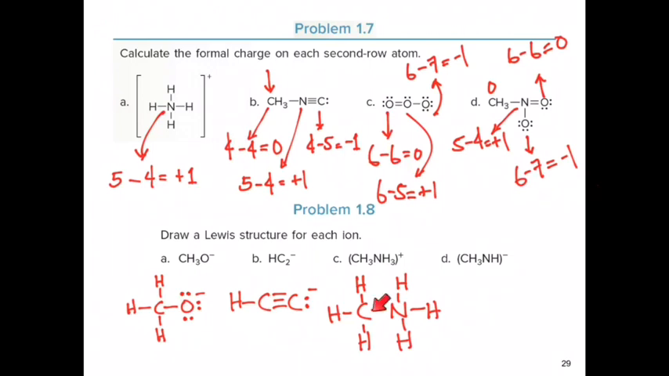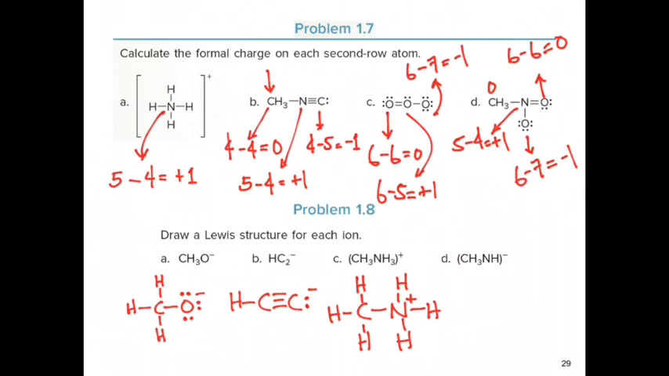So again, this carbon having 4 bonds will have 0 charge. This nitrogen having 4 bonds will have a +1 charge because it owns a total of 4 electrons with 5 valence electrons. So 5 minus 4 equals 1. So it has a positive formal charge.